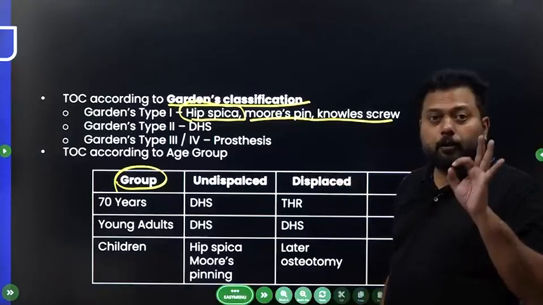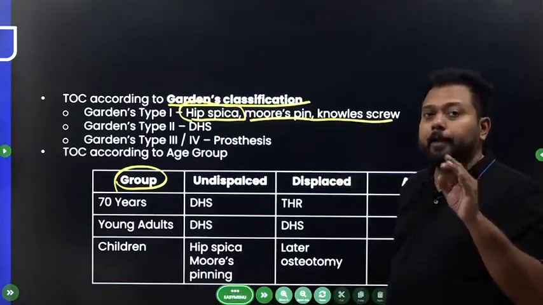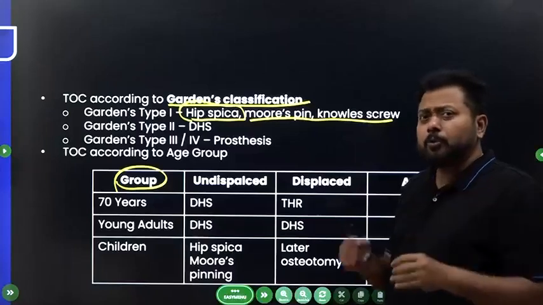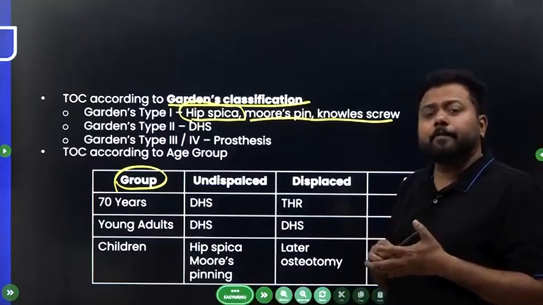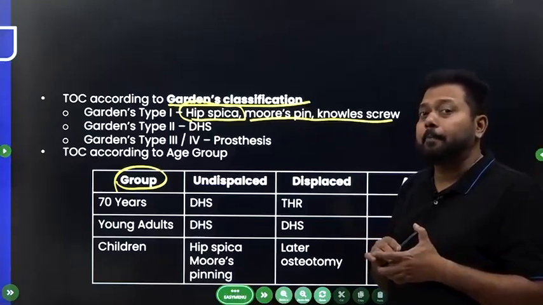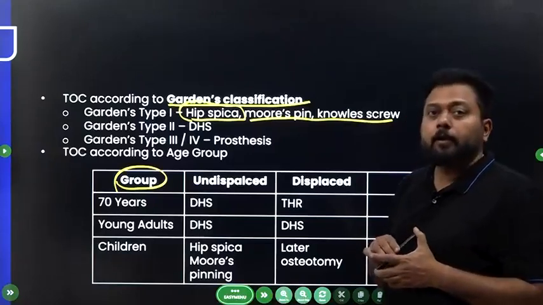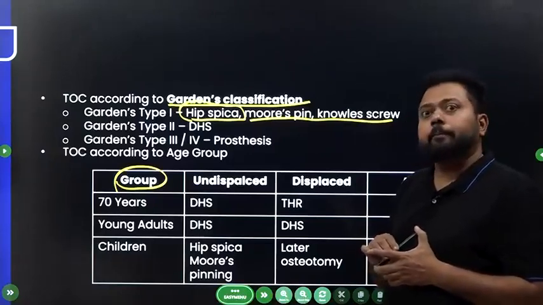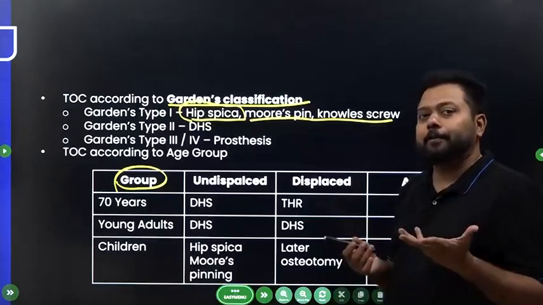So Gordon's type 1 can be managed conservatively, because the fracture is incomplete. So there is still a high chance that the neck will unite and the blood supply and everything will be well maintained because it's incomplete. So you try conservative management for type 1. Gordon's type 2 means the fracture is complete, but it is undisplaced.